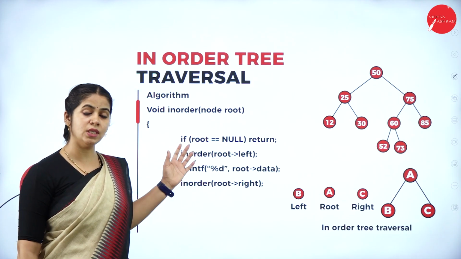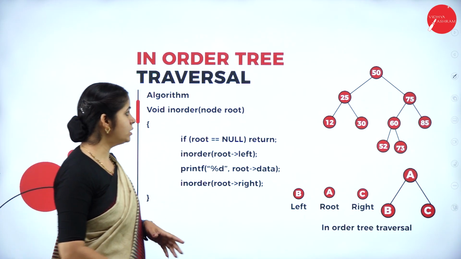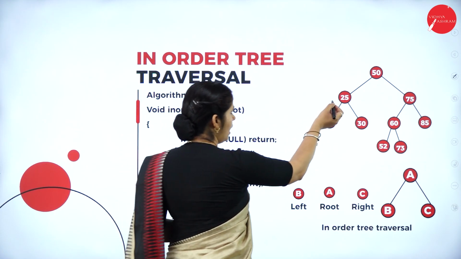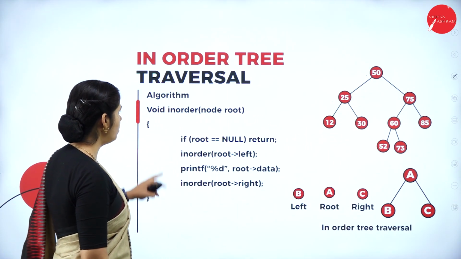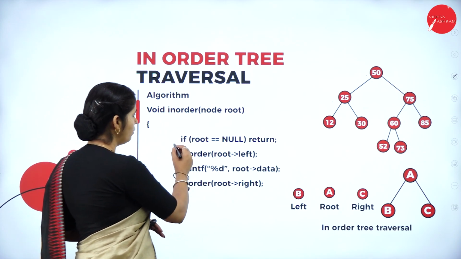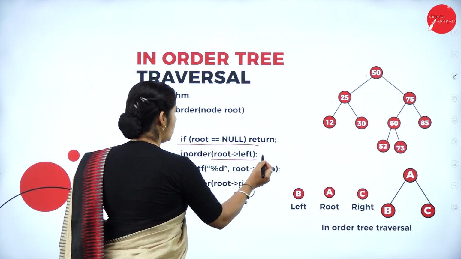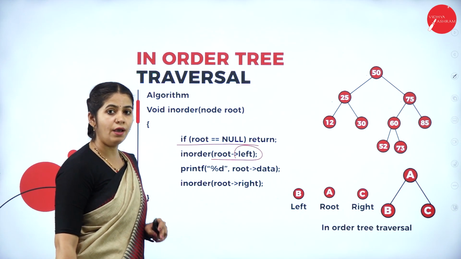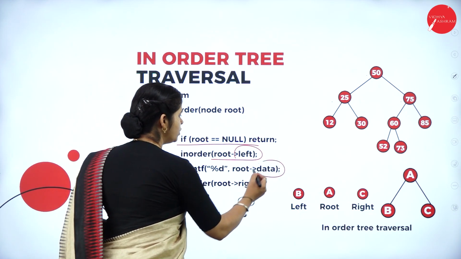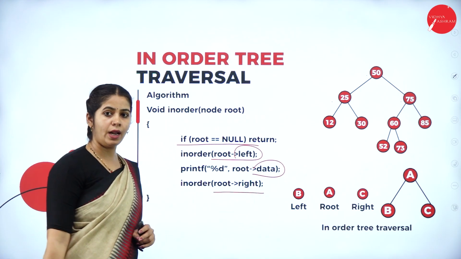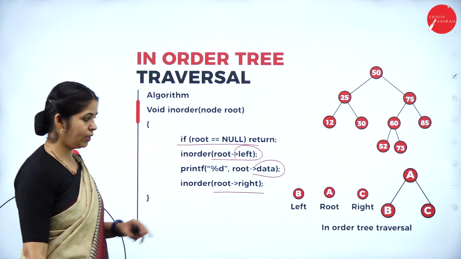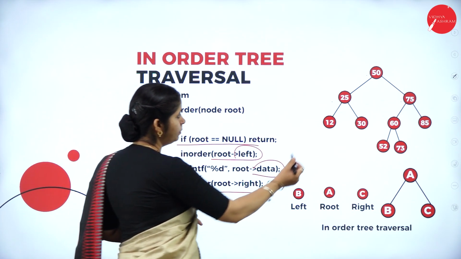Next, how to traverse in-order. In-order means how we are doing? First left, root, and then right. So what can we provide for in-order? We have to check with the condition. First, what do we have to check? Check for the left node, then check for the data, and then go to the right node. Okay, that is a root node. Fine.